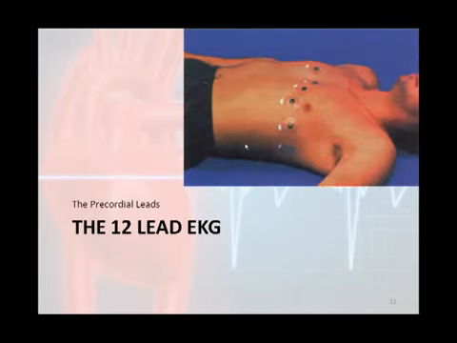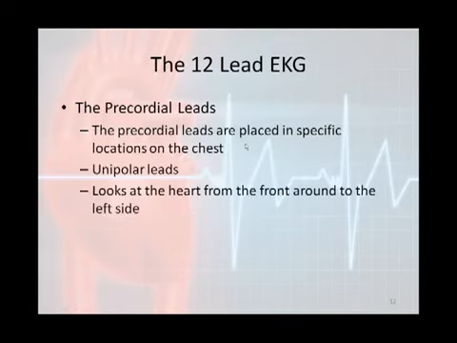Now we're going to discuss the precordial lead placement. The precordial leads are placed in very specific locations on the chest. They are considered unipolar leads, which means they have a physical positive electrode, but the central terminal is considered the theoretical negative. It looks at the heart from the anterior left ventricular aspect all the way around to the left side.